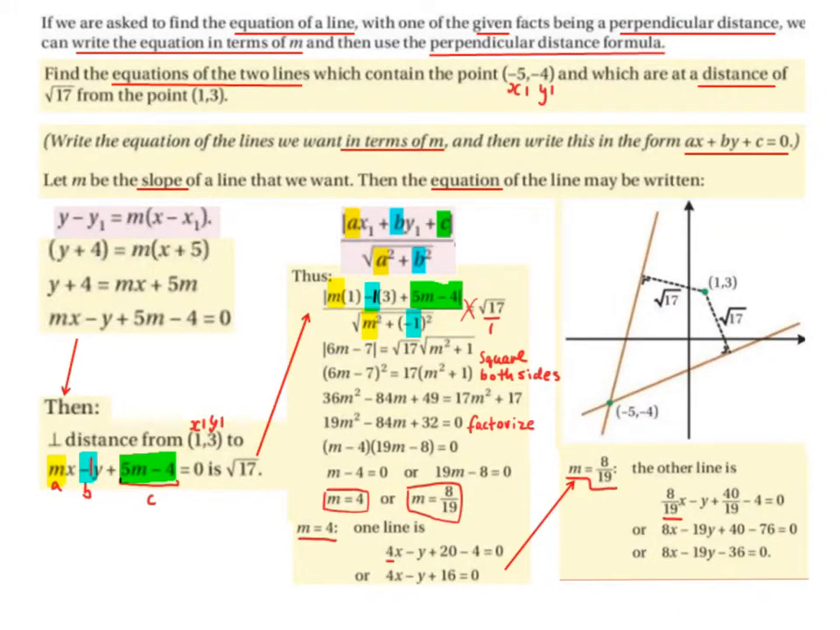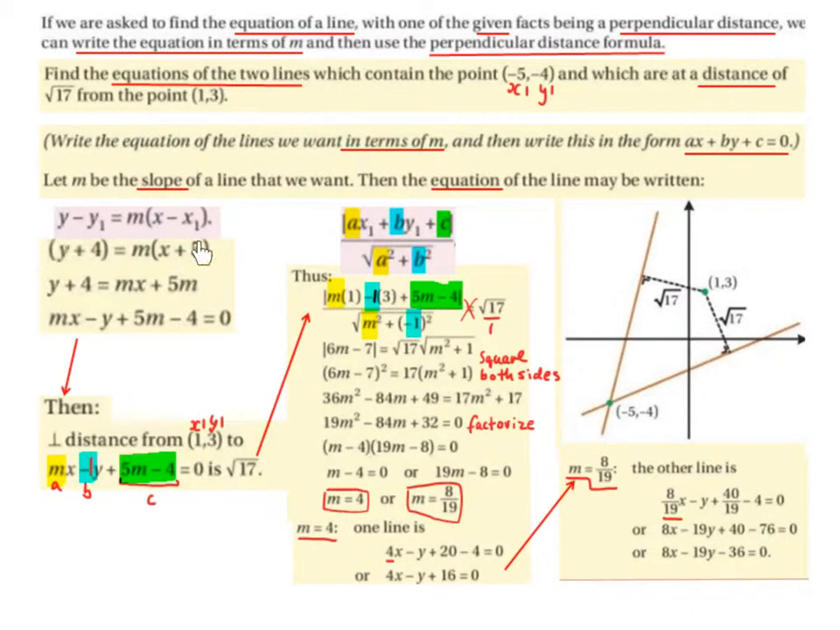So I got that from the equation of a straight line formula, y minus y1 equals m times x minus x1, with the point -5, -4 being labelled x1, y1. So we get y minus y1, so it becomes y minus minus 4, so y plus 4. M just stays as m, and x minus x1 becomes x minus minus 5, becomes x plus 5.